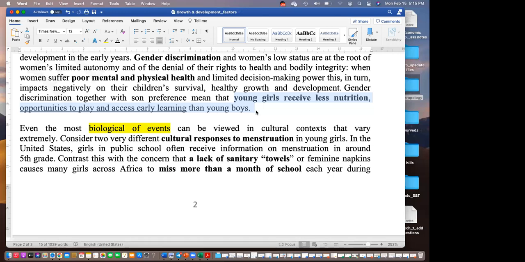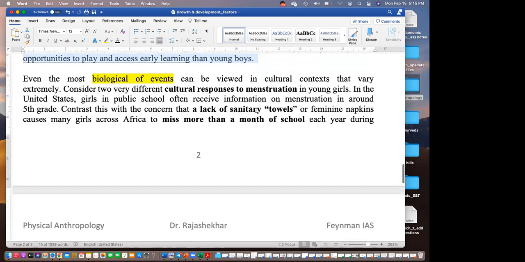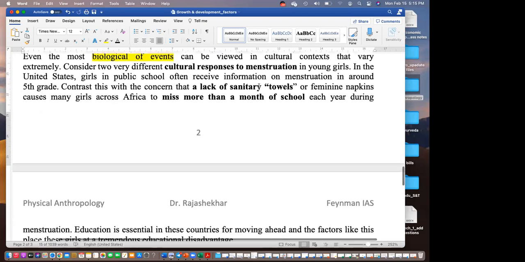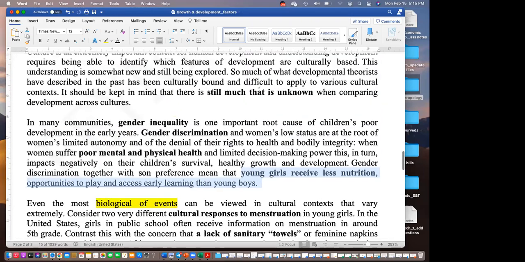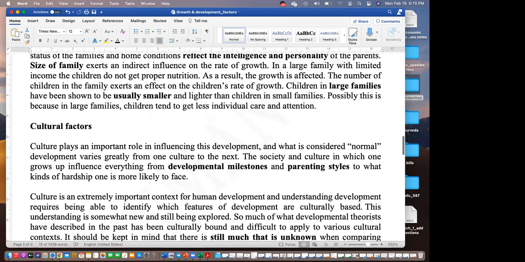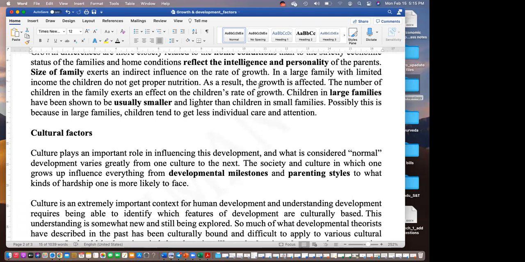for girls. I also talked about menstrual hygiene here. Those components you can write with respect to the cultural factors. So these are the various factors that influence human growth and development.